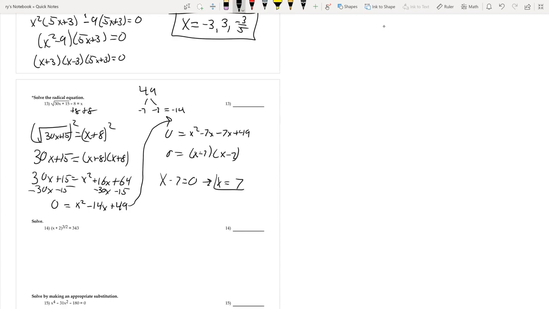But just be aware, whenever you solve one in this method, when it's a square root on one side and you square it, you always have to test your answers to see if they work. So in this case, the square root of 30 times 7 plus 15 minus 8 is equal to 7. So 30 times 7 is 210 plus 15 is 225, minus 8. So the square root of 225 ends up being 15. 15 minus 8 equals 7. So 7 equals 7. That is true. So x equals 7 is one of my answers.